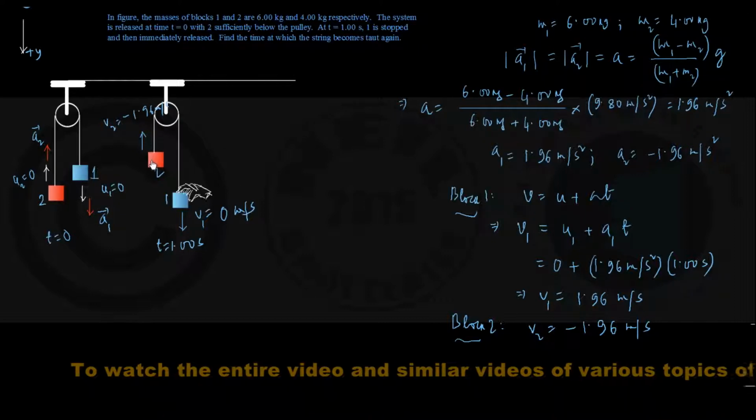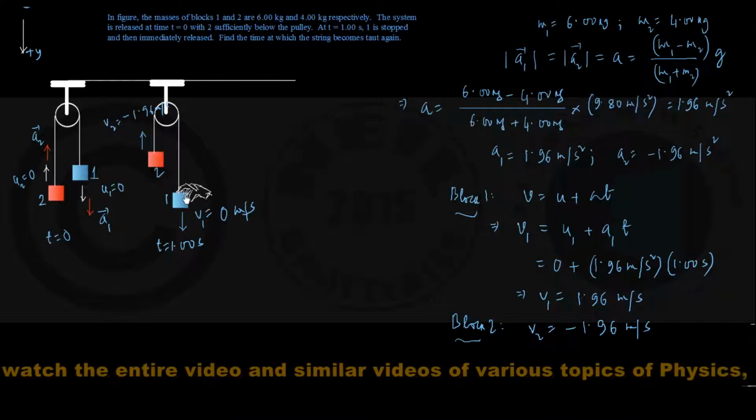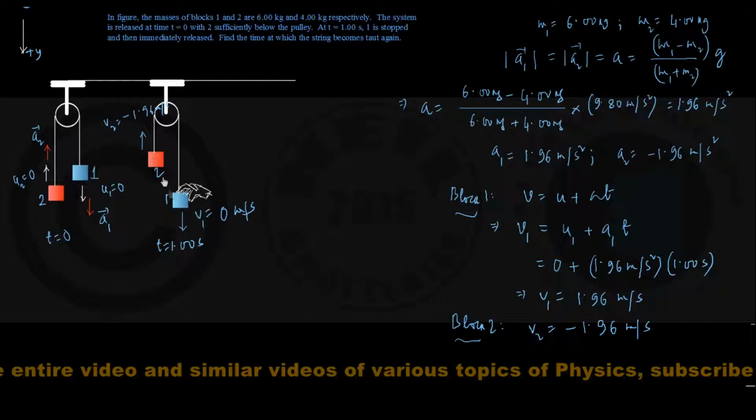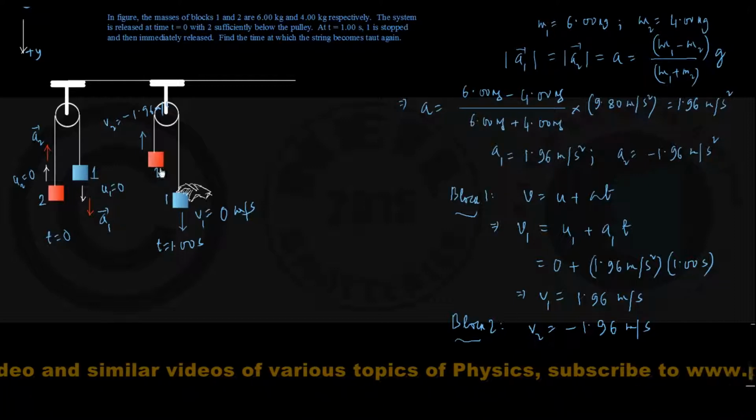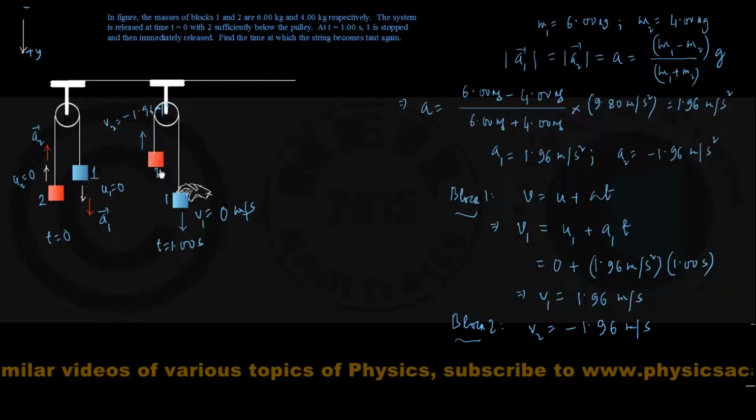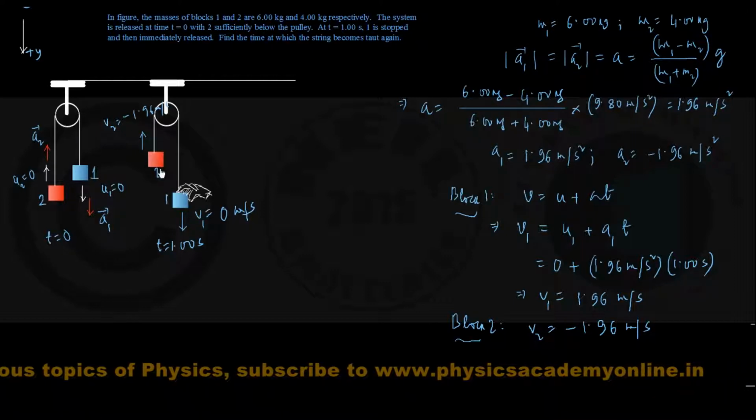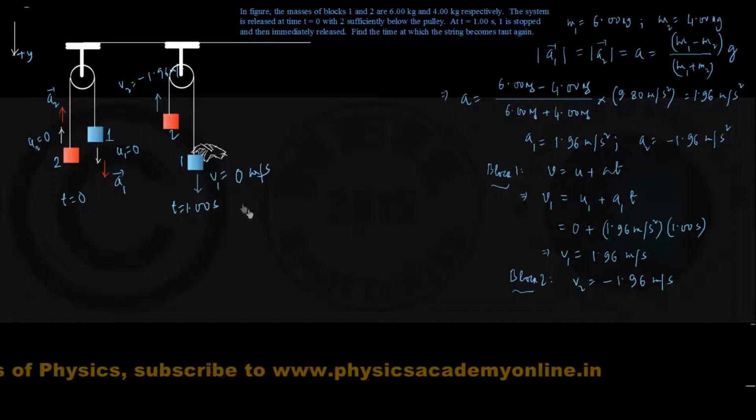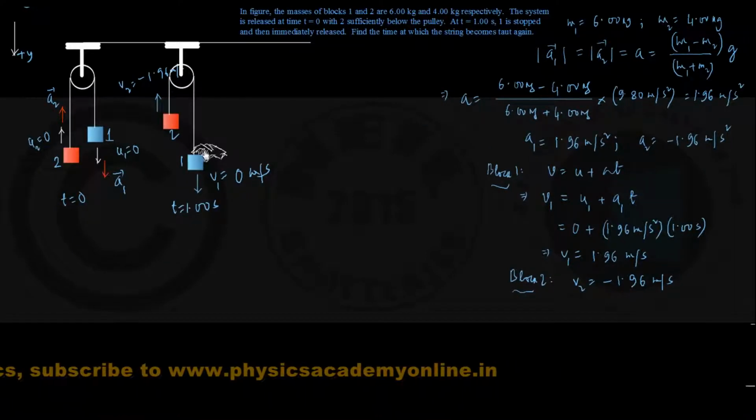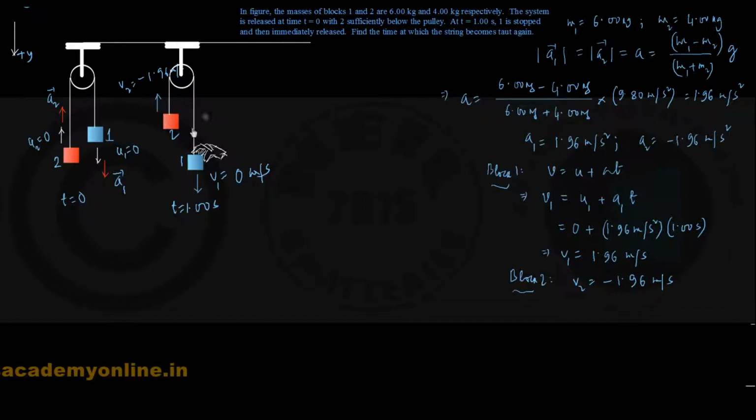And therefore, the moment this block is held and released, block one, for some time, block one and block two travel only under the force of gravity as freely falling bodies, and that condition prevails for some more time. So we are supposed to find out that interval over which the string remains slack, when both block 1 and block 2 travel as freely falling bodies, so that we can find out the time at which the string becomes taut again.